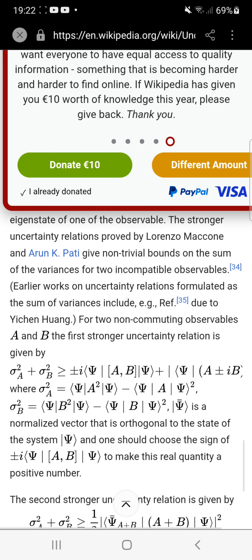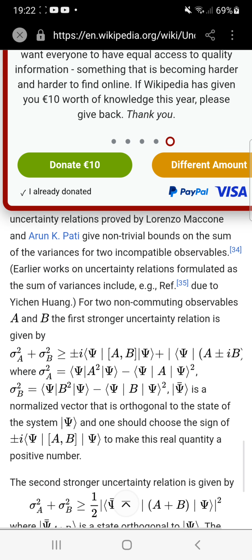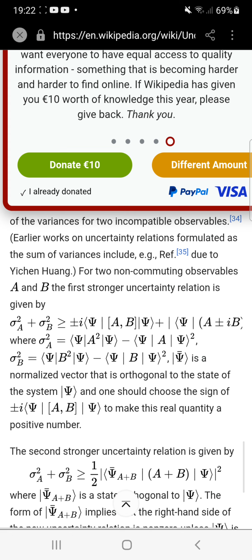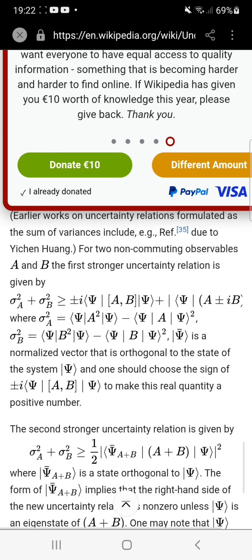Earlier works on uncertainty relations formulated as the sum of variances include e.g. ref due to Xichen Huang.